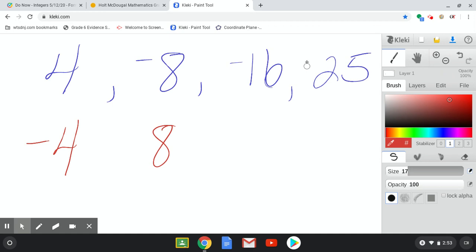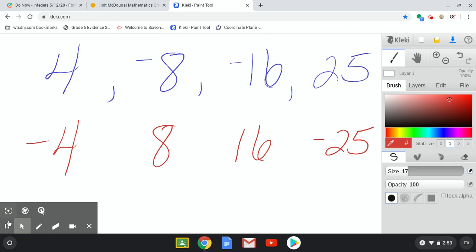The opposite of negative 16 is positive 16, and the opposite of 25 is negative 25. Okay? So we've talked about absolute value. We've talked about how a number is represented, whether it's positive or negative. And we've also talked about the opposite of a number. All right. So we're going to be talking about one more thing, and that's going to be comparing our integers.